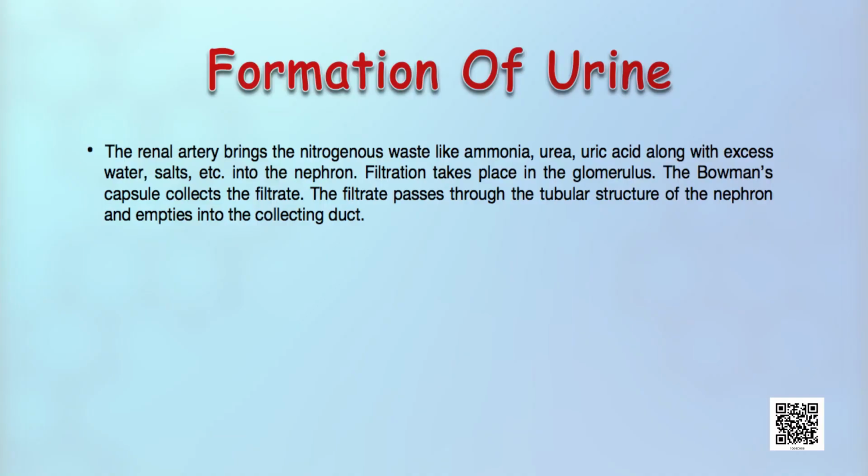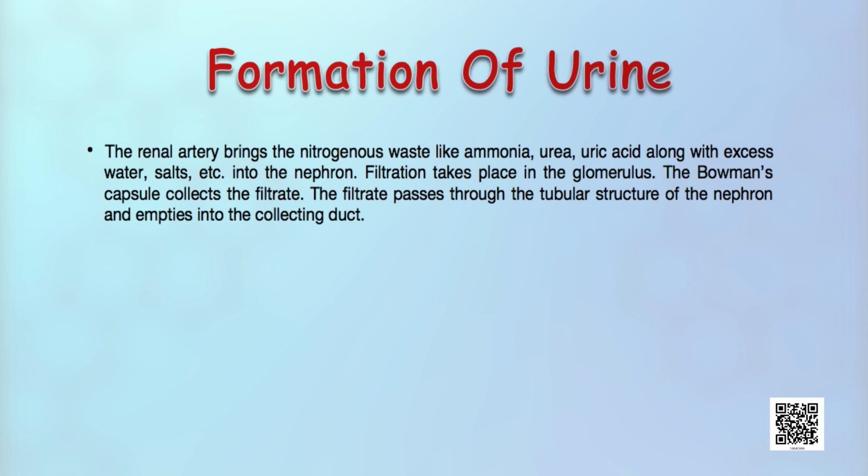The renal artery brings the nitrogenous waste like ammonia, urea, uric acid along with excess water, salt, etc. into the nephron. Filtration takes place in the glomerulus. Glomerular filtration is the primary step in urine formation. In this process, the excess fluid and waste products from the kidney are filtered out of the blood into the urine collection tubules of the kidney and eliminated out of the body.